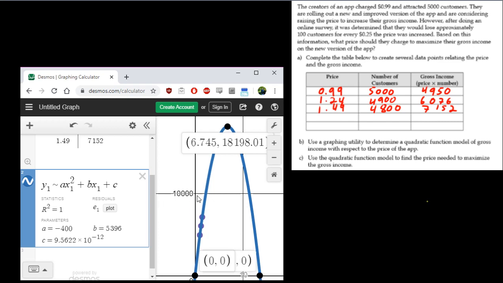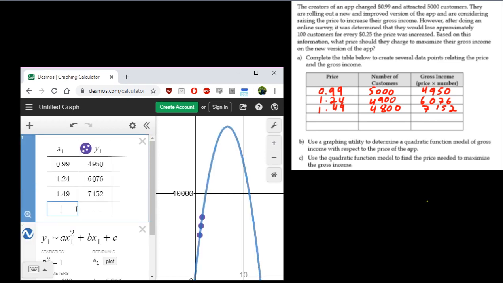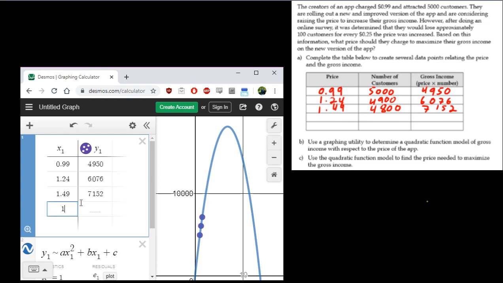And I wonder, if we gave Desmos just a little bit more information, would we get this number to be closer? So let's go back up to our table and see if we can enter a couple more pieces of information to see if it would get even better. I'm going to do this work off to the side here. I'm going to take our 1.49 and add 25 cents to it to get our next coordinate at 1.74, and I'm going to multiply that point, but I'm going to do it off to the side because I don't want Desmos to go away from me.